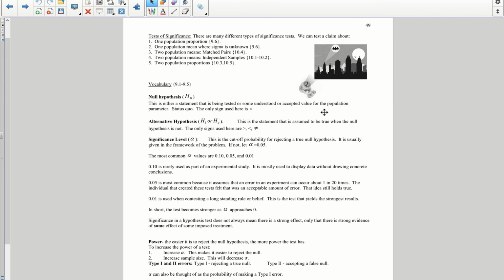Everything's going to start to kind of come together. All right, so the different tests of significance, also known as hypothesis tests, are one population proportion, one population mean, two population means, and two population proportions. So proportions are really just talking about percentages. So any data set that involves a percentage is going to be considered a population proportion. All right, so we just want to keep that in mind.